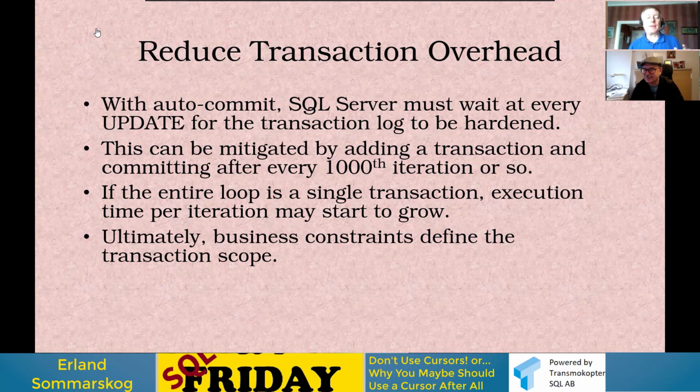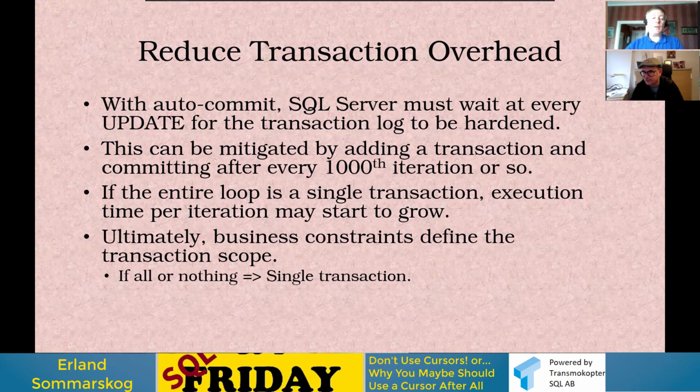Assuming that someone just hasn't clicked the button by mistake. So ultimately, though, you have to think that the business constraints will define the transaction scope. So Joe might be told this: if we have some problem with some of the orders and we can't update them for some reason, we want a consistent view of this mess. Please don't do anything at all. Well, if that is what he's being told, he has to use a single transaction.